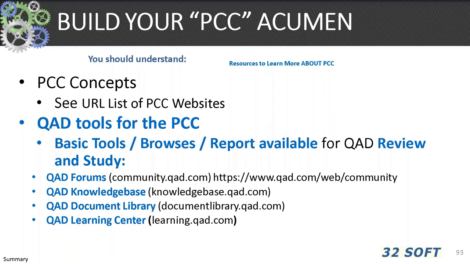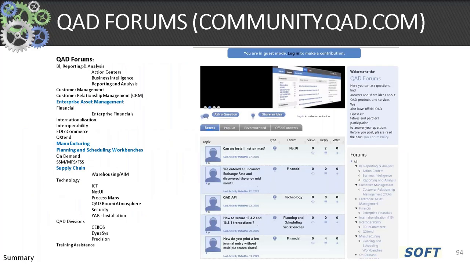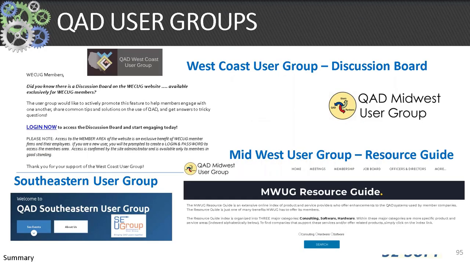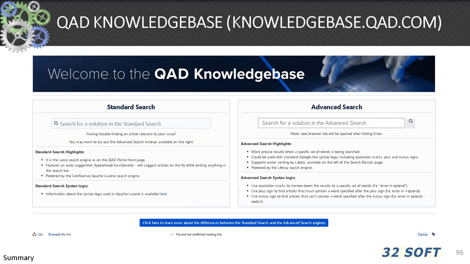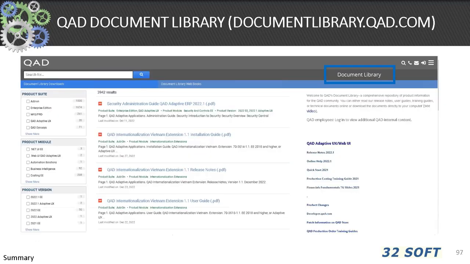I would recommend you visit the following to increase your skills. First of all, there are the QAD forums. Note the forums available for product scheduling, planning, and supply chain. User groups, the West Coast User Group, Midwest User Group, Southeast User Group, have excellent discussion and resource boards. There's the QAD knowledge base, my go-to after F1. AI is going to make this amazing.